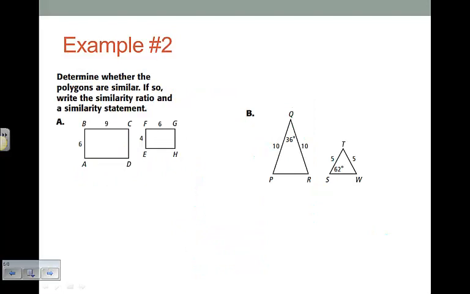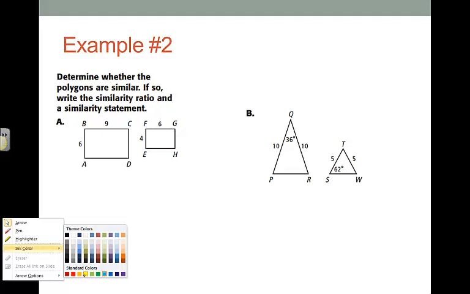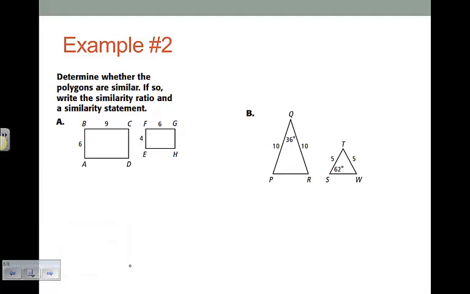All right, so we have to determine whether or not these polygons are similar and do the same thing. If they are, write the ratio and the statement. So for the angles, I don't really know much about these angles. I don't know if they're right angles. I don't know anything. So because I don't know if the angles are congruent, I do not have enough information to say whether or not they are similar.